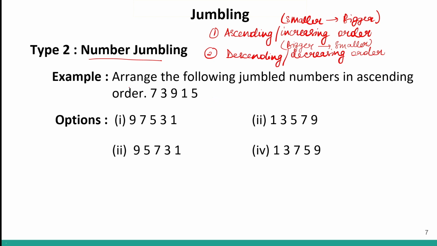Now, if we look at the question, the first and foremost thing is to make sure what is asked. In this question, particularly, ascending order is asked. Ascending order means smaller to bigger. Correct? Now, the numbers given to me are 7, 3, 9, 1 and 5. If I have to arrange them in ascending order, that means 1, which is smaller than 3, which is smaller than 5, which is smaller than 7, which is smaller than 9.